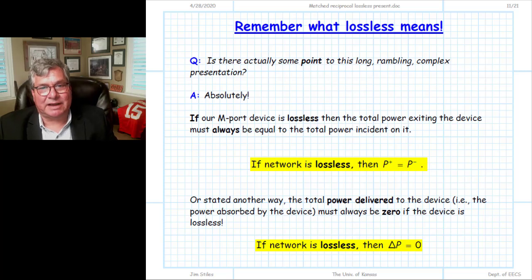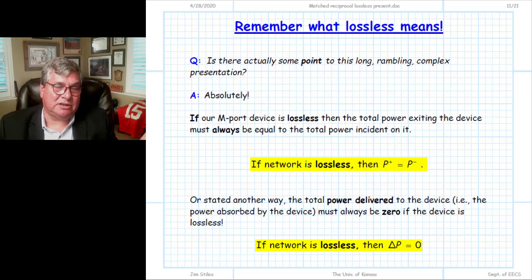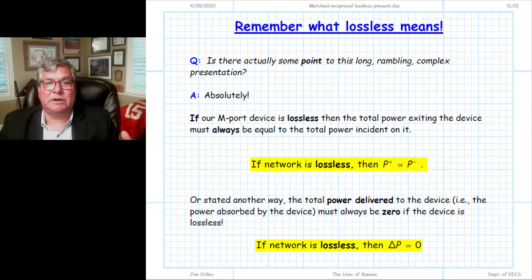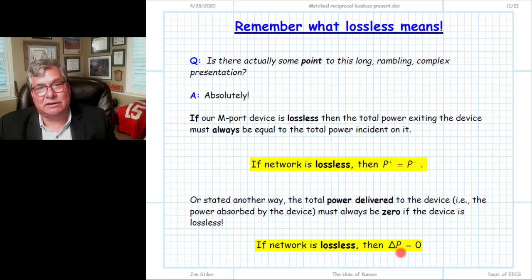But a lossless device is a passive device; it can't create energy, can't destroy energy. And therefore, conservation of energy must be preserved. The rate at which the incident waves are carrying energy toward the device must be precisely equal to the rate at which the scattered waves are carrying energy away from the device. In other words, the net power flow into the device is zero. It's neither absorbing energy nor creating energy. It is in an energy balance.